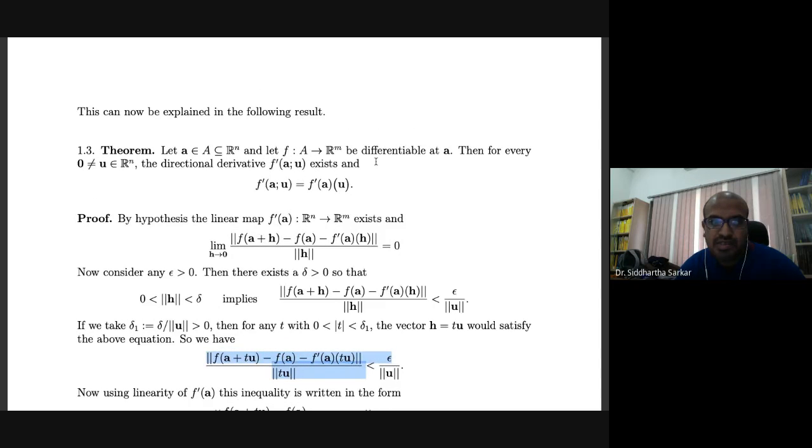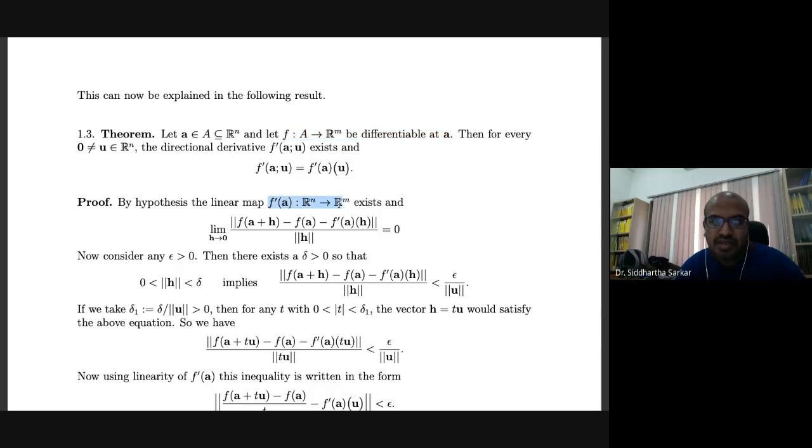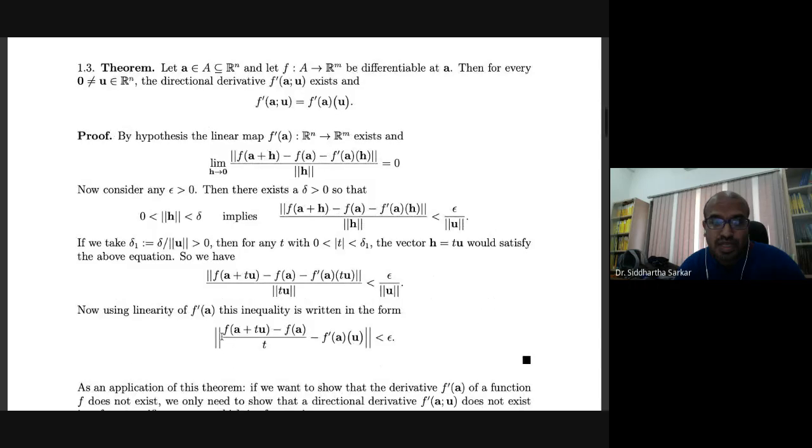My hypothesis says that the function is differentiable at that point. So what does it mean? I'm guaranteed to have a linear map which satisfies this property: limit h tends to 0, norm of some complicated expression divided by norm of h, this limit should be 0. Because this limit is 0, what I can do is, my target is to prove that this quantity is less than epsilon.